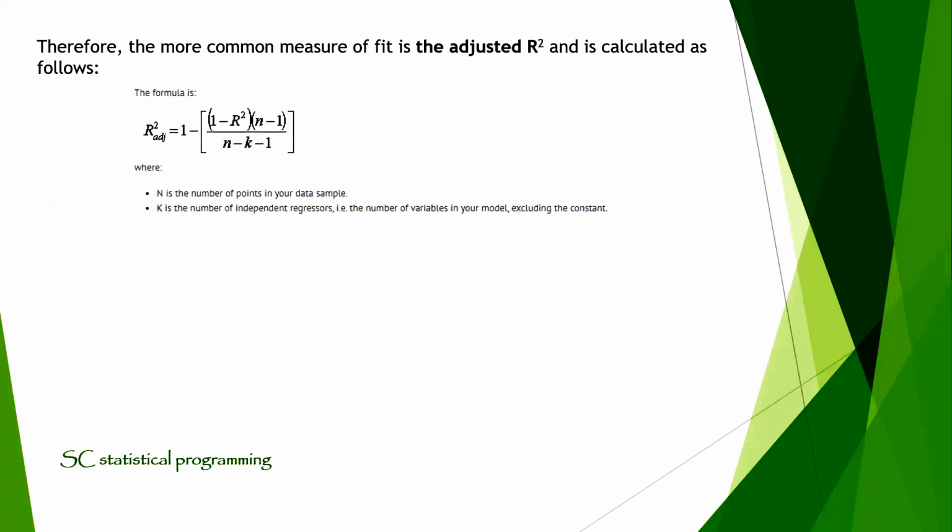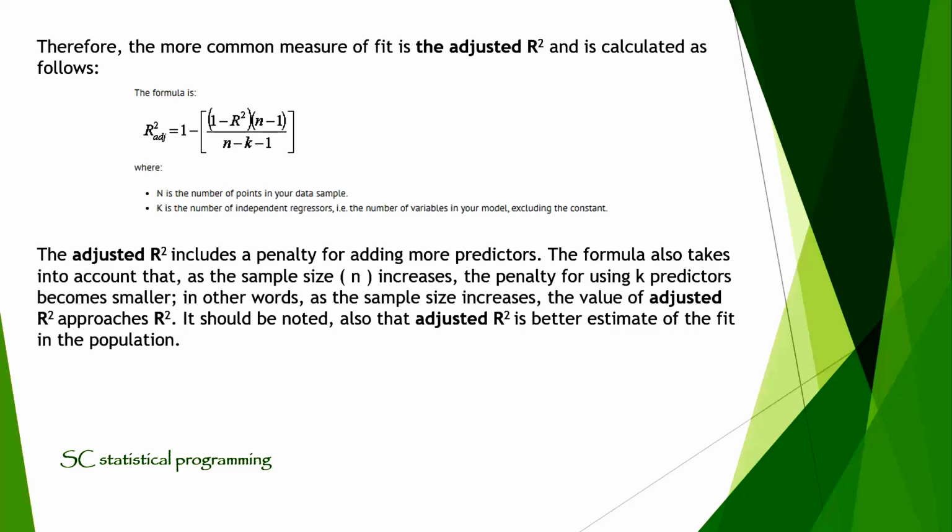Therefore, the more common measure of fit is the adjusted R-square, and it is calculated as follows. N is the number of points or cases in your data sample, and K is the number of independent regressors, or the number of variables in your model, excluding the constant. The adjusted R-square includes a penalty for adding more predictors.